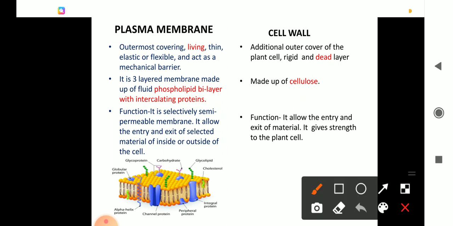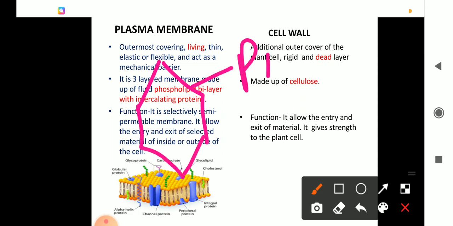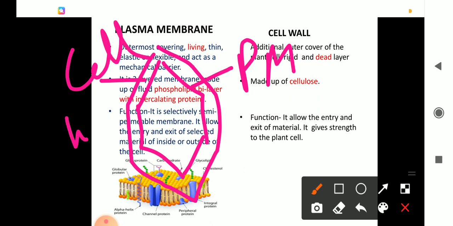Okay, now I want to tell you one more thing. If we are talking about the plant cell, then this is the plasma membrane. Then outside of the plasma membrane, one more additional layer is there, that is called the cell wall. Cell wall is found in the plant cells only, not in the animal cells. Actually, this additional wall provides rigidity to the plant cell, right?